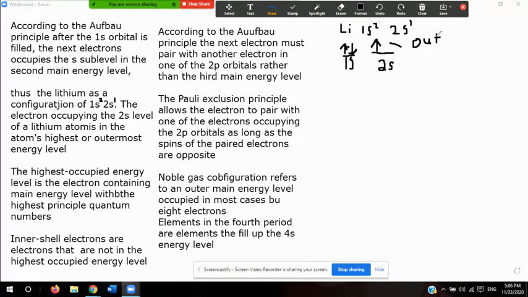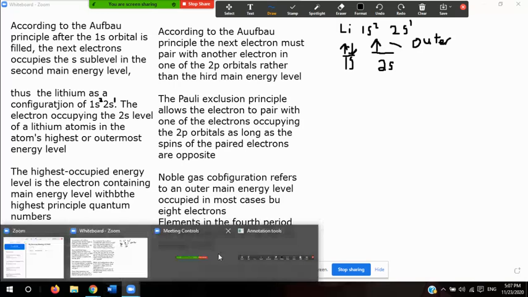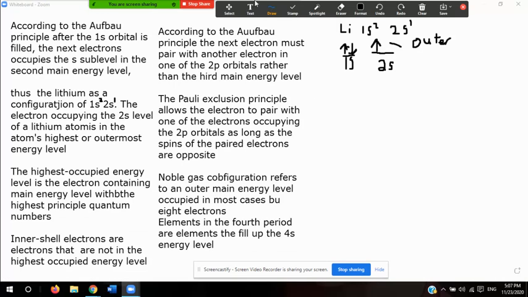or the atom's highest or outermost electron. Okay, so we'll call this the outermost electron. It goes on to say that the highest occupied level is the one containing the main energy level with the highest principal quantum number. So going back to this, and let me delete that and write it better.